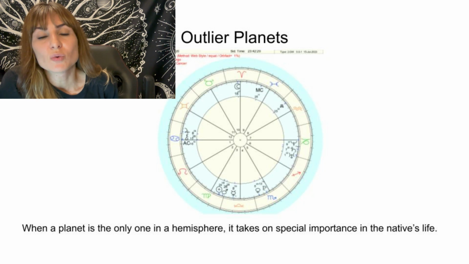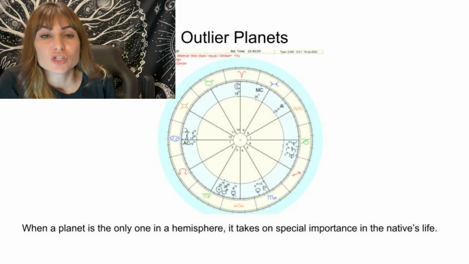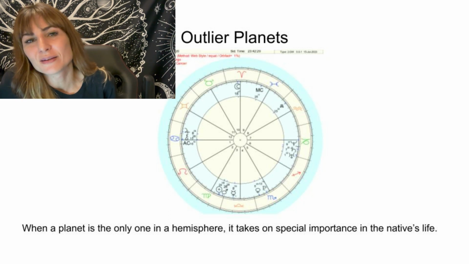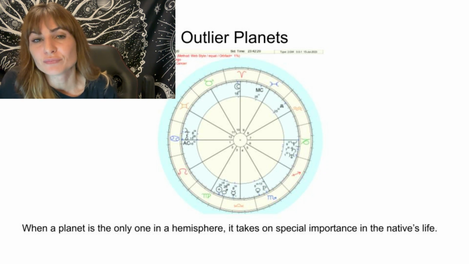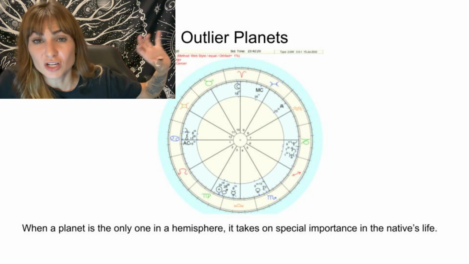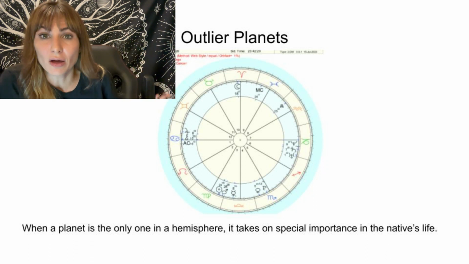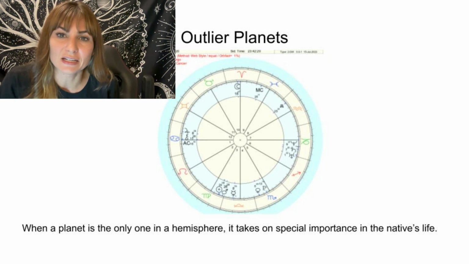A lot of times when this happens, when you have an outlier planet like this, it will be in opposition to something else, an opposition, a square to other planets. This one is technically unaspected, but we're going to get into unaspected planets here in a second. But what happens is that planet just becomes louder. Kind of like when I talked about planets that sit on an angle, like conjunct an angle, the ascendant, the descendant, the midheaven, or the IC, how loud those planets get. The same thing happens with outlier planets when they're isolated in a hemisphere.